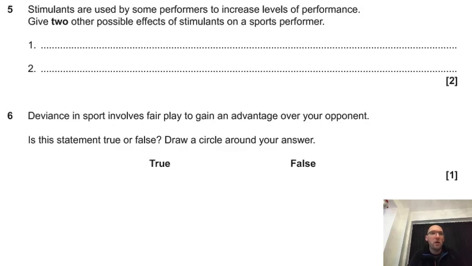Right, number 5. Stimulants are used by some performers to increase levels of performance. Give 2 other possible effects of stimulants on a sport's performance. Although some candidates confuse stimulants with other performance-enhancing drugs, many could give valid effects of stimulants on sports performers. One recurring error was that some candidates stated that stimulants increased reaction time rather than decreasing reaction time.